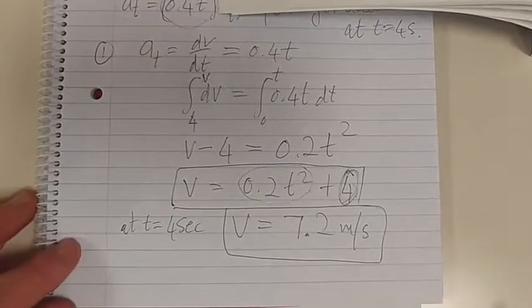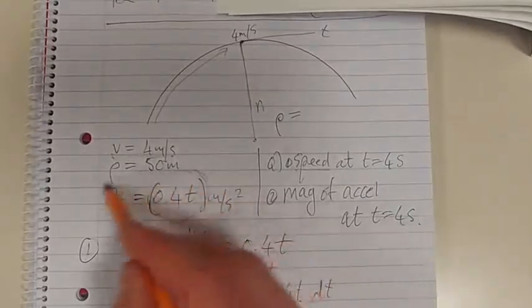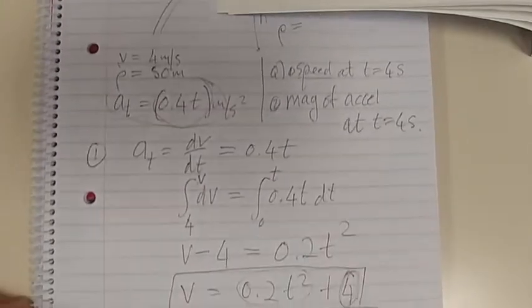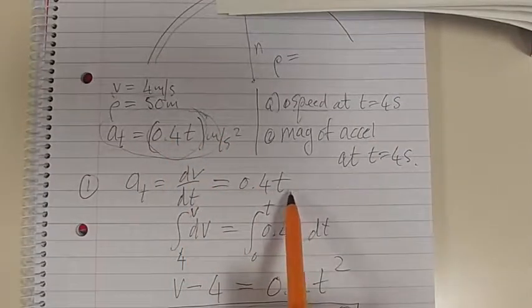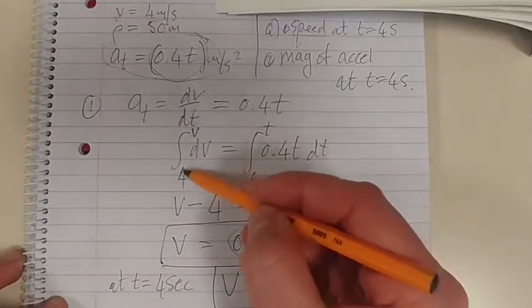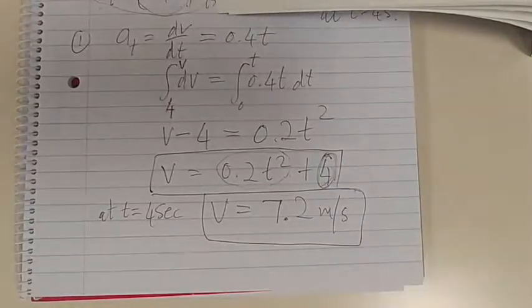I hope that makes sense. We're initially going at 4 meters per second, and then we begin to accelerate at 0.4 t. So what do we need to do? We need to integrate this with respect to time, and we get this equation. But don't forget that we needed to put in our initial velocity of 4. And then we end up with this. So that actually is pretty straightforward. Nothing new there.